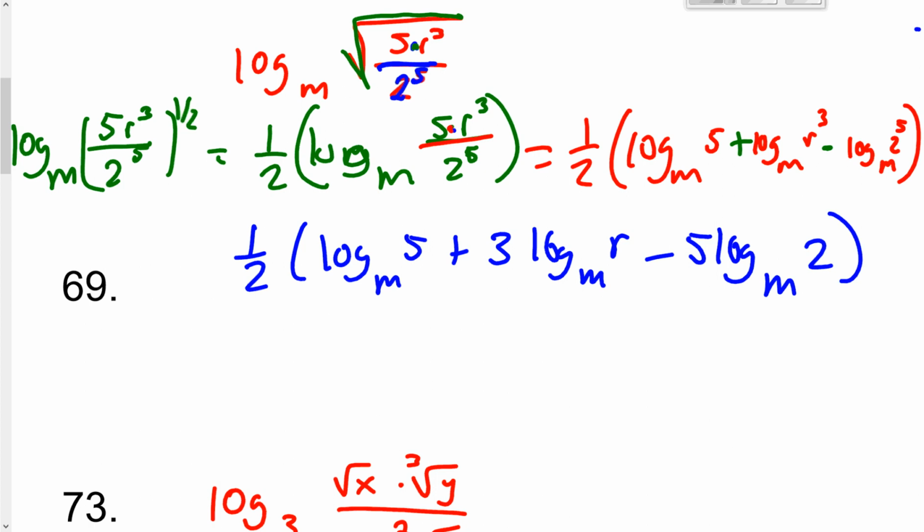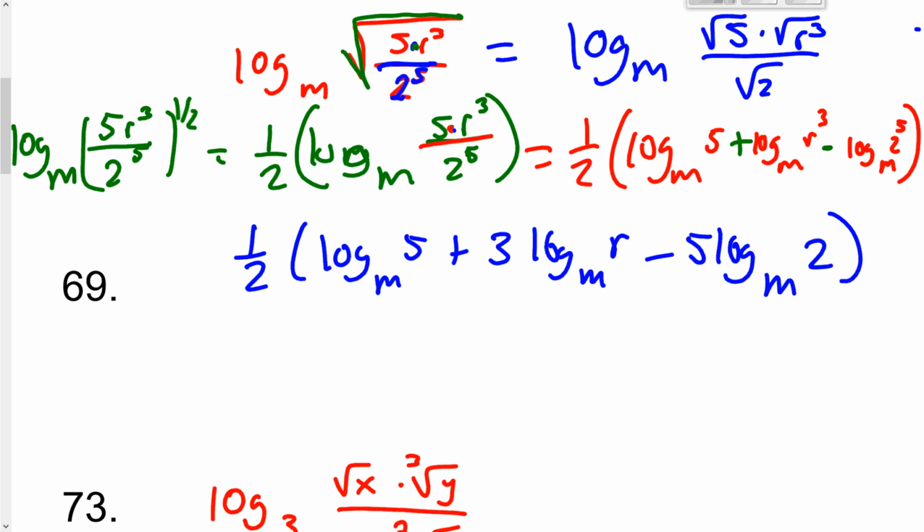That's okay. So what you could do is you could separate this from the very beginning. Separate the square root of 5 times the square root of r cubed over the square root of 2 to the 5th. So then you can see that that's the same as distributing this 1/2 to all 3 of those logs, right? Because they're each being raised to the 1/2 power. Anyway, would be fine. Okay.